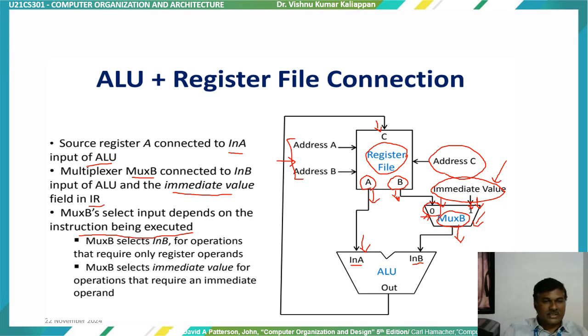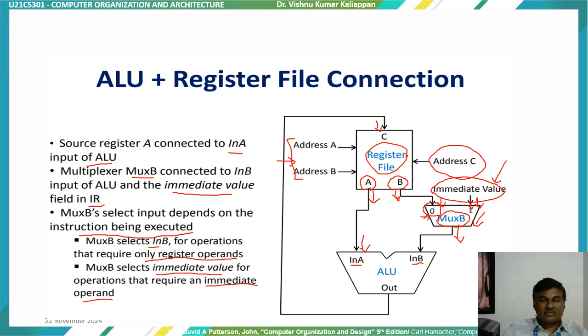So here you can see the mux selects in B for operations that require only register operands. Register operands means that inside the register you have different types of registers, general purpose registers A, B, C, D, and so on. If the data is fetched from the register, register operands, then automatically it will select 0. If the multiplexer selects the immediate value, an immediate operand is required. Immediate operands are any value outside of memory, fetched directly from an external source.